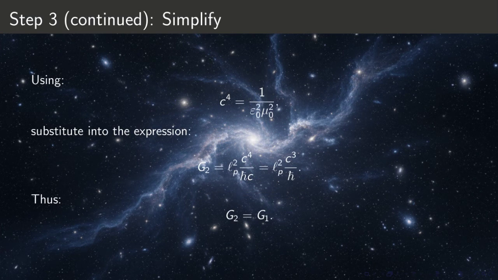Step 3 continued. Simplify. Using the Maxwell identity that c to the fourth power equals 1 over epsilon naught squared mu naught squared, we substitute directly into the equation. This gives Planck length squared times c to the fourth divided by h bar c. Simplifying yields Planck length squared times c cubed divided by h bar. Therefore, G2 is equal to G1.